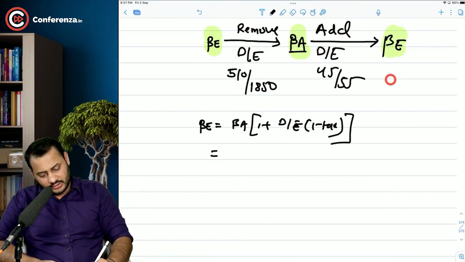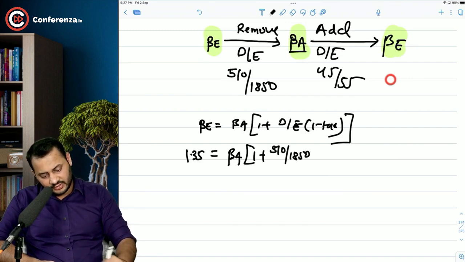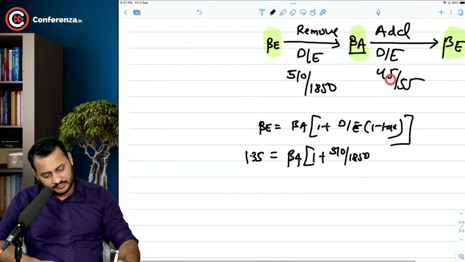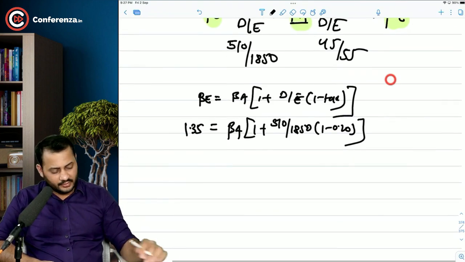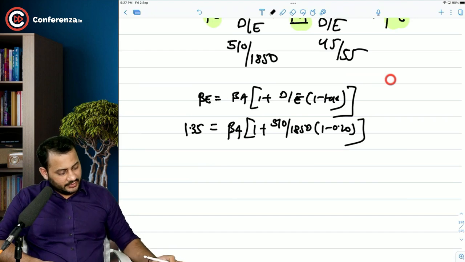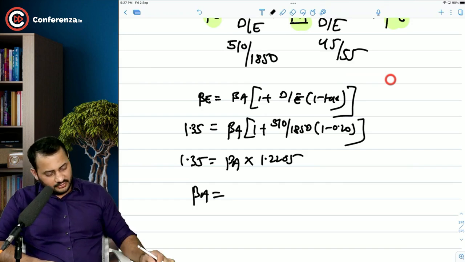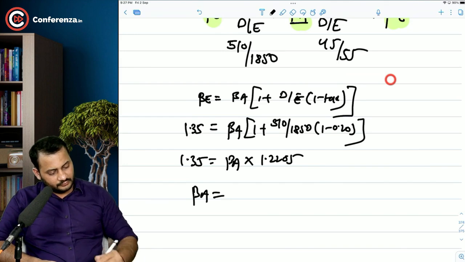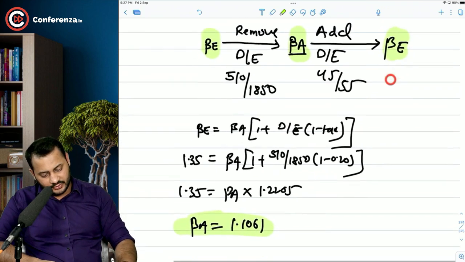The normal formula is used. This is the equity beta of the competitor. We want to calculate asset beta: 1 plus debt equity ratio, it's 510 by 1850. What is the tax rate? Tax rate is 20%. So we can simply take 1 minus 0.20, which will be 80%. So 510 divided by 1850 into 80% plus 1. So 1.35 is equal to asset beta into 1.2205. So the asset beta will be 1.1061.